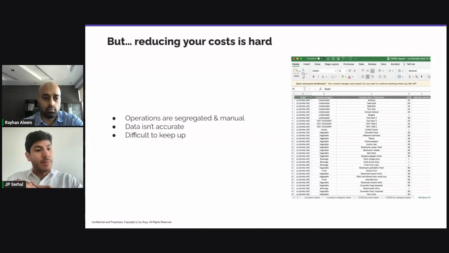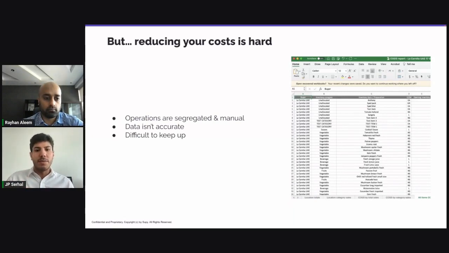Operations are segregated and manual. When you look at procurement, and then inventory, and then menu performance, and creating a recipe and configuring your ingredients in your systems, all of these different operations are completely segregated, which means that there is no communication. And when there is no communication, there starts to be a lot of discrepancy in your business. And you're not able to reduce costs because you're not able to control or understand your costs.